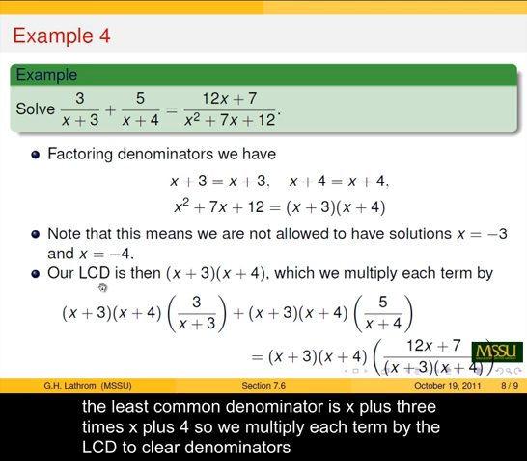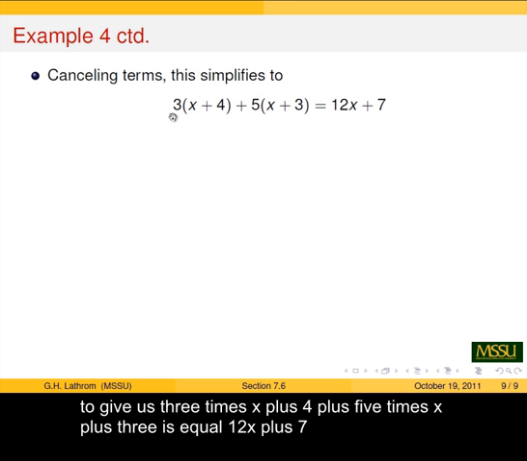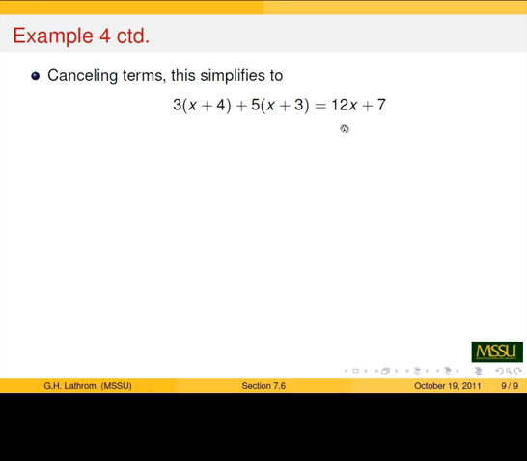Our least common denominator is (x plus 3) times (x plus 4). We then multiply each term in the equation by our LCD to clear denominators to give us 3 times (x plus 4) plus 5 times (x plus 3) is equal to 12x plus 7.